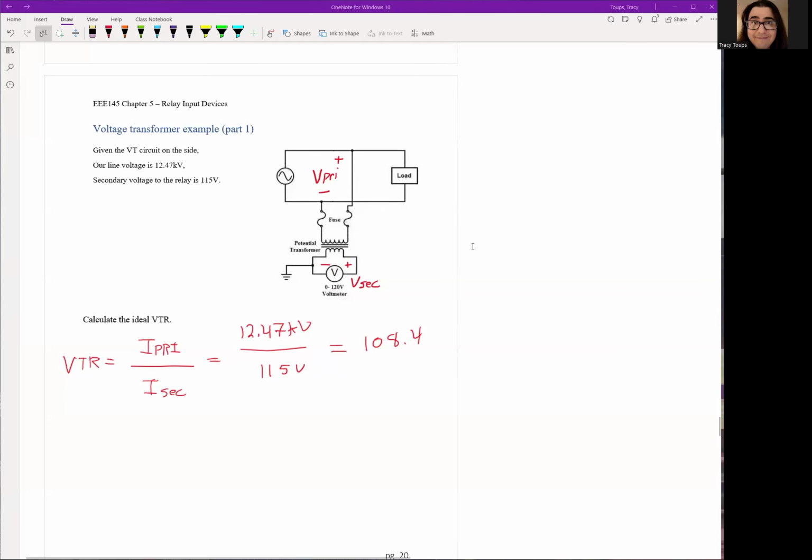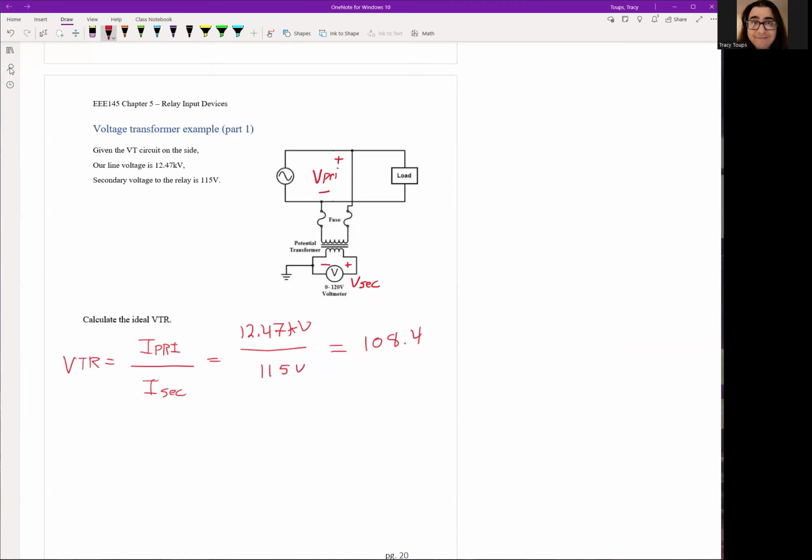Okay, welcome back to EEE145, Chapter 5, Relay Input Devices, Part 2 on voltage transformers. So last time, we talked about the VT here. We had an example, so now we're going to parse through the example. Here we have a line voltage of 12.47 kV primary, and the secondary voltage is 115 volts. Our VT ratio is just primary over secondary, which is 12.47 over 115.